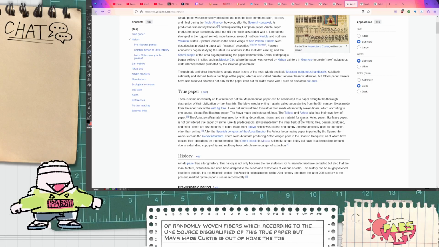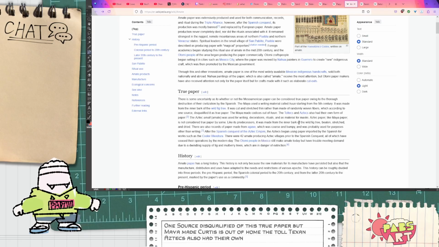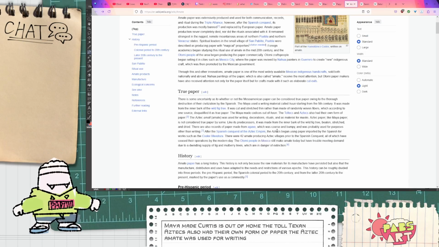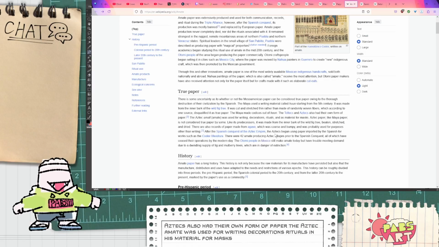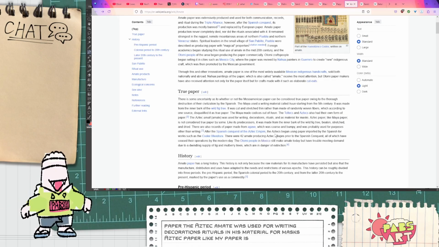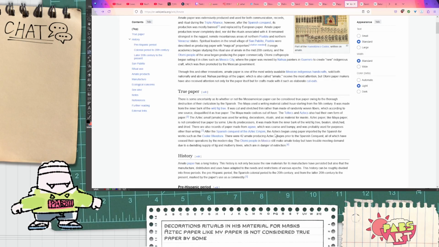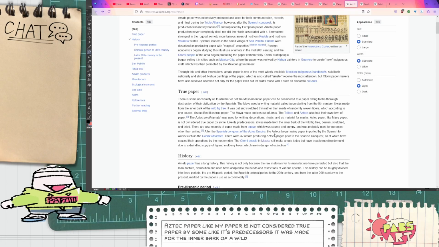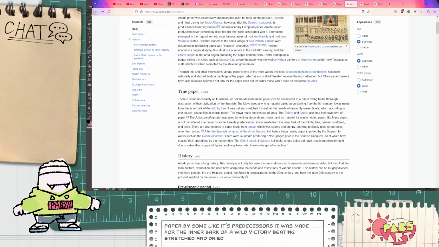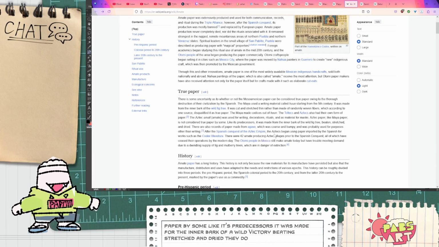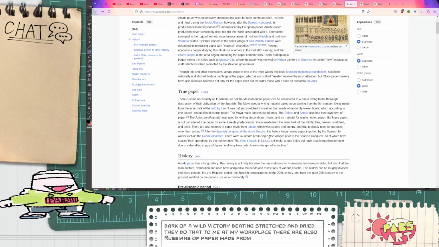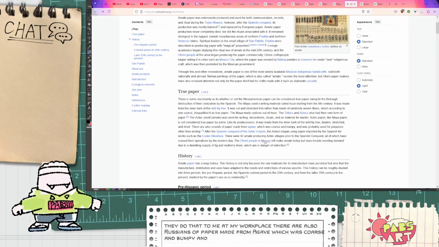The Toltecs and Aztecs also had their own form of paper. The Aztec amate was used for writing, decorations, rituals, and as material for masks. Aztec paper, like Maya paper, is not considered true paper by some. Like its predecessors, it was made from the inner bark of a wild fig tree, beaten, stretched, and dried. They do that to me at my workplace. There are also records of paper made from agave, which was coarse and bumpy, and was probably used for purposes other than writing.